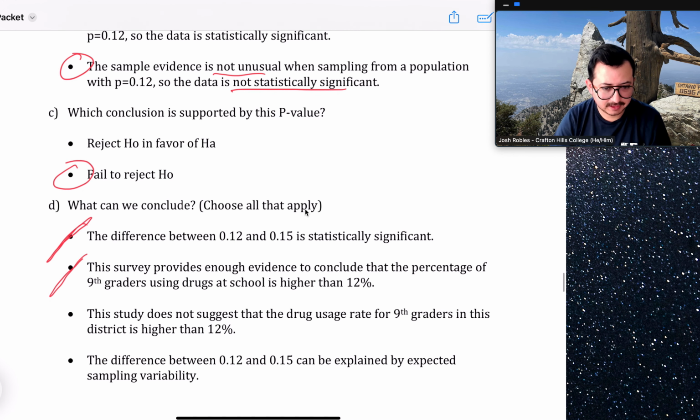Okay, so I think it's the last two. Does not suggest that drug rate usage is higher than 12%, and that difference can be explained with sampling variability. This phrasing is the one that's important. It's the one that most people can understand. We didn't prove that it's 12%. We were unable to prove that it is higher than 12%. So be careful about that.